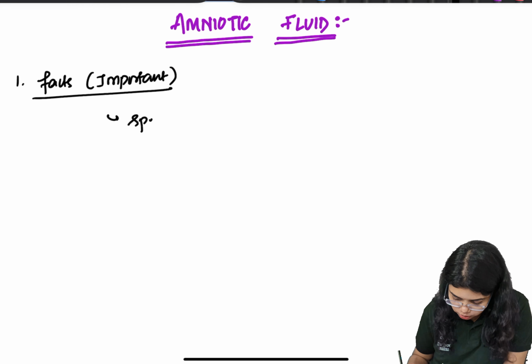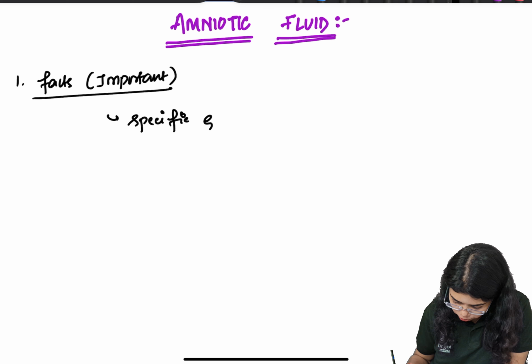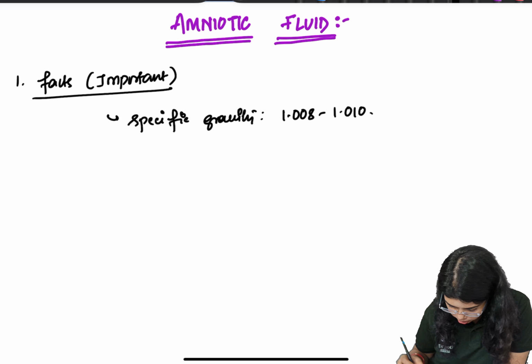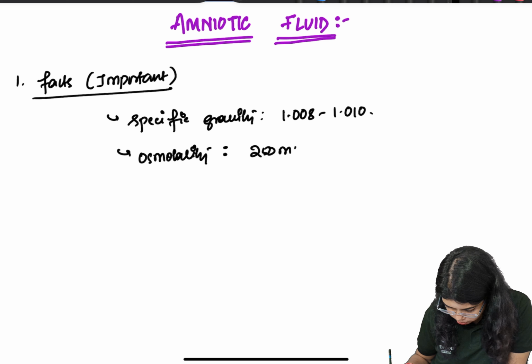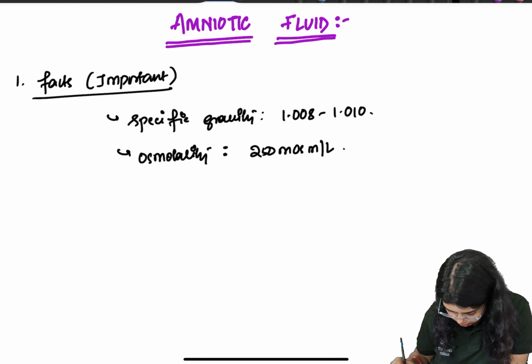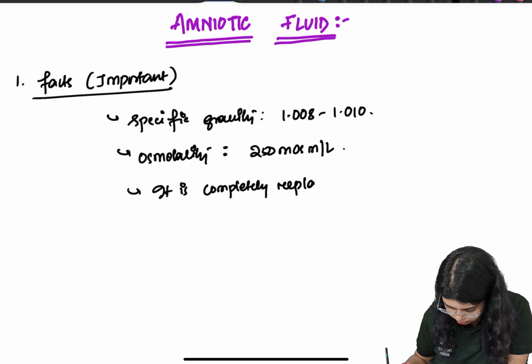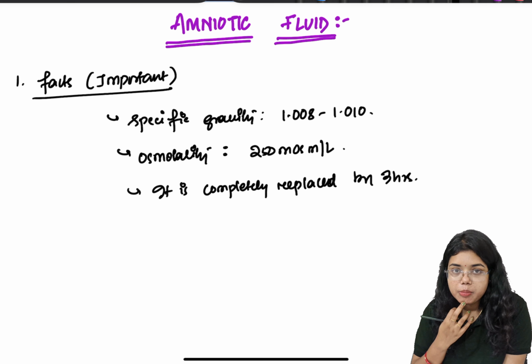First, what is the specific gravity of the amniotic fluid? Specific gravity is 1.008 to 1.010. Osmolality is 250 milliosmol per liter, and it is completely replaced by 3 hours.